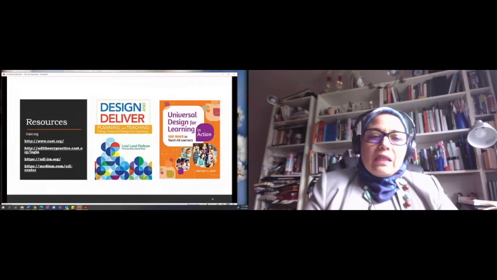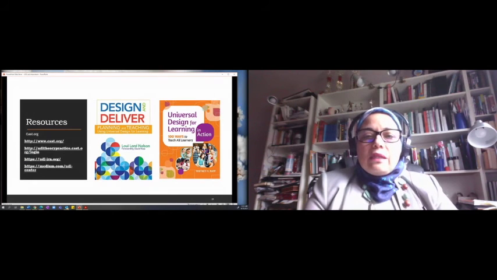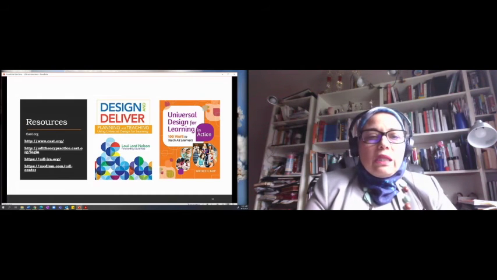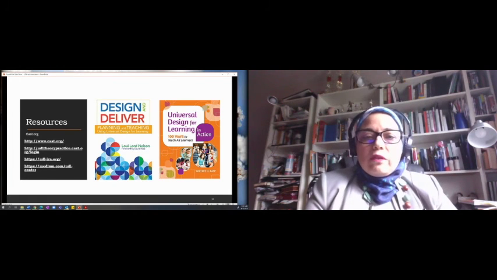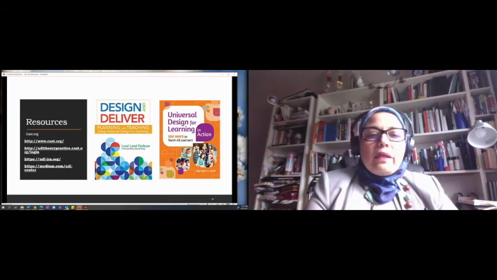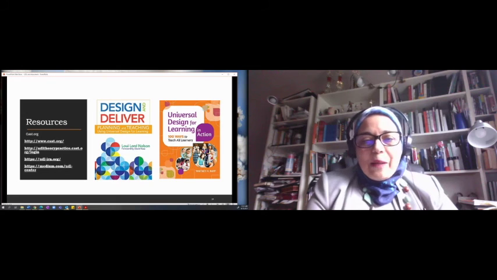These are some helpful resources for further reading. Design and Deliver by Loui Lord Nelson details the process of implementing UDL from planning to instruction in easy-to-read steps. And Universal Design for Learning: 100 Ways to Teach All Learners includes many examples. Some of them are included in this presentation of how to apply UDL in all stages of teaching and learning.